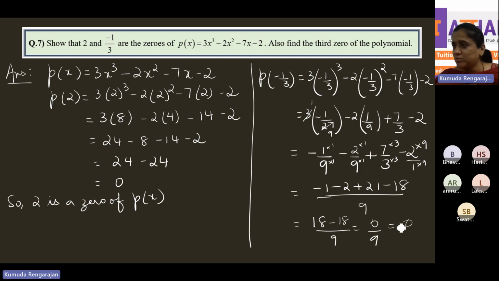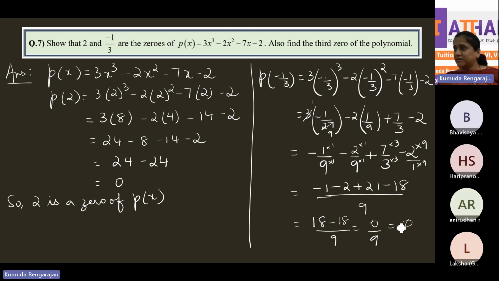Yeah, you have done 1 by 9 minus 2 by 9, so you would have got minus 1 by 9. Then you have taken the LCM for everything. Correct.